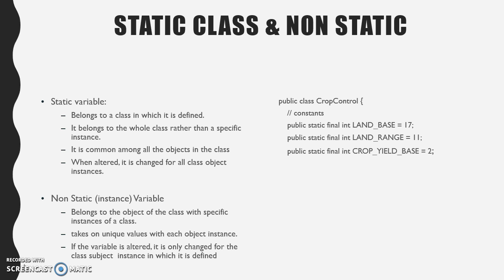The non-static variable belongs to the object of the class, with a specific instance of the class. It takes on unique values with each object's instance. If the variable is altered, it only changes for that class object instance, which is defined. Here's an example. You can see the player has a variable called player, and the name will change and follow along the class as the game is played.